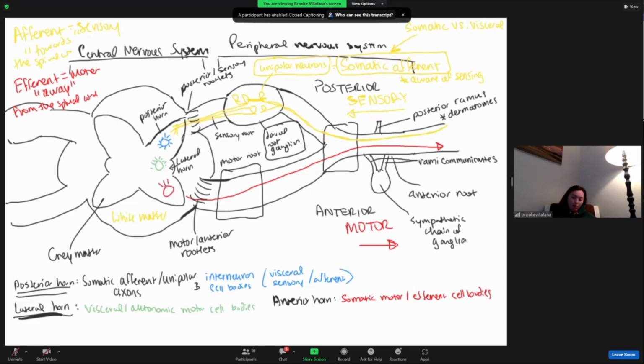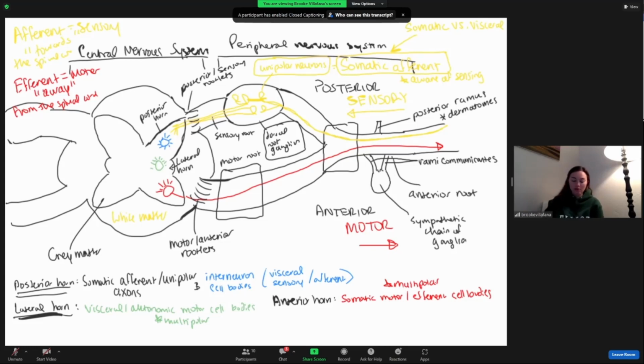Remember that those are multipolar, right? Because we said that the multipolar neuron is a motor neuron. So these would be multipolar for both visceral and somatic motor, versus the sensory side has interneurons for visceral, and it has unipolar for somatic.